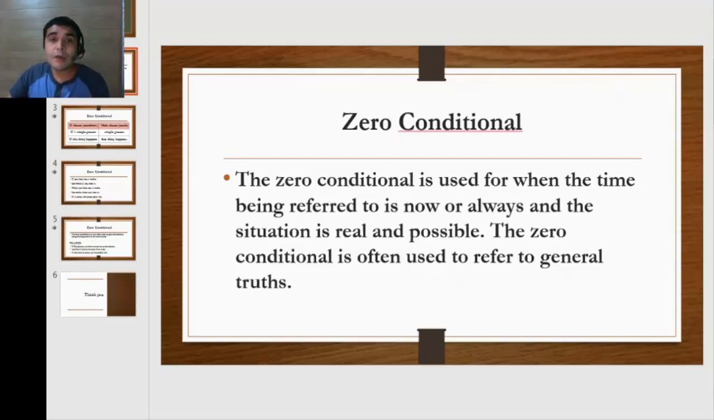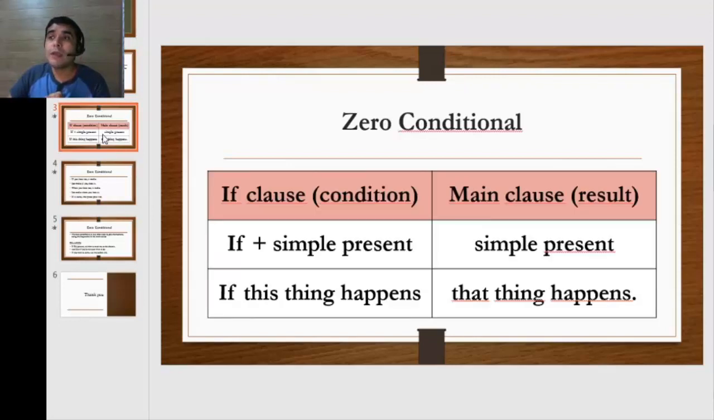Now let's talk about the verb tenses, or how we are going to build these kinds of sentences. First, in a conditional sentence we always need what we call an if clause. If is the part of the sentence that we use to introduce the condition, what is necessary to happen, plus a result, also called the main clause. This is the result of the condition. In a zero conditional sentence, the if clause always goes in simple present tense, and the main clause always goes in simple present tense. We say if this thing happens, that thing happens.